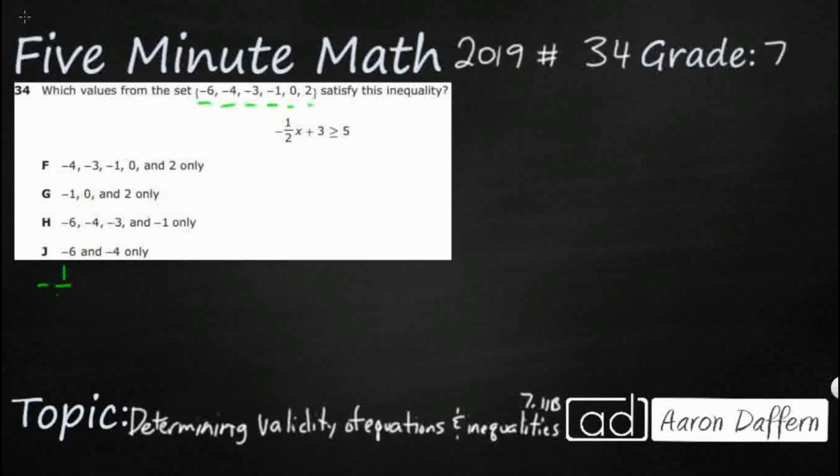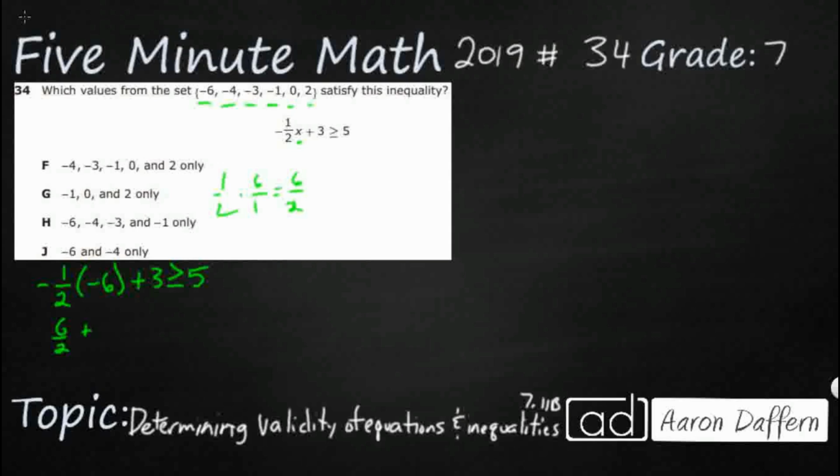So we're going to rewrite our inequality here, -1/2, but when we get to this x, I'm just going to substitute each of these values in, and we'll see if these work. So I need to multiply -1/2 times -6. I know that negative times negative is going to make a positive. And 6 times 1/2 is going to be 6 over 2, because if I do 1/2 times 6, I have to make it 6 over 1.